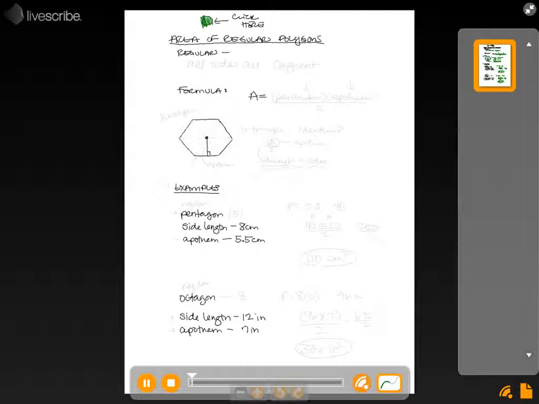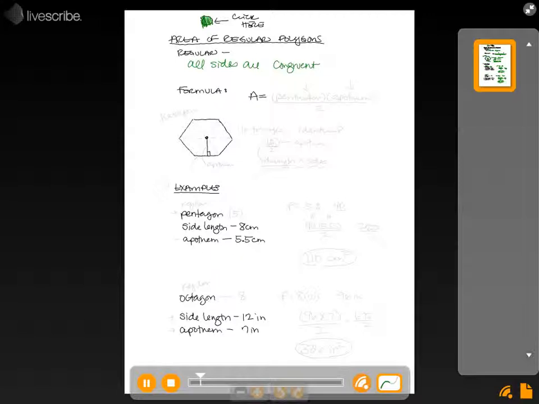Alright, this is a quick video on how to find the area of a regular polygon. Before we get started, we need to talk about what regular means. Regular means that all sides are congruent. So all the sides, no matter how many there are, would be the same length.